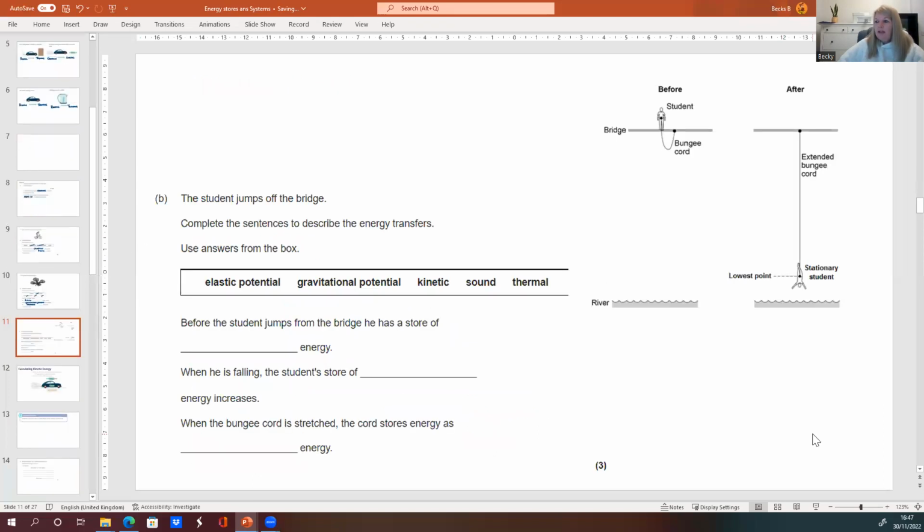Okey-doke. One last one, and then we'll have a look at calculating kinetic energy. So we've got a student that jumps off a bridge. If you have a look at the image, they are attached to a bungee cord. The bungee cord extends. You can see that the student comes to the lowest point just above the water. So use the answers from the box. Okay, I'll give you a minute.